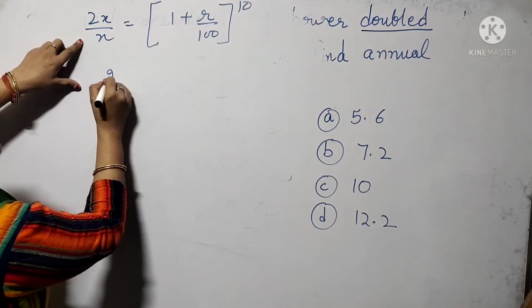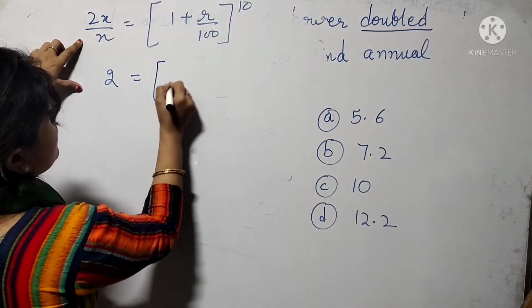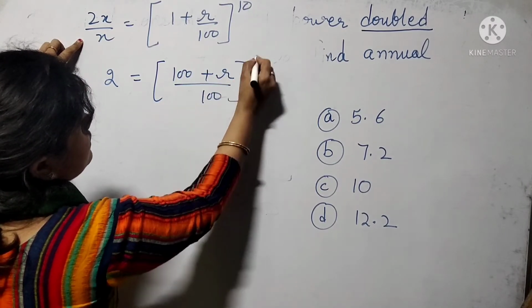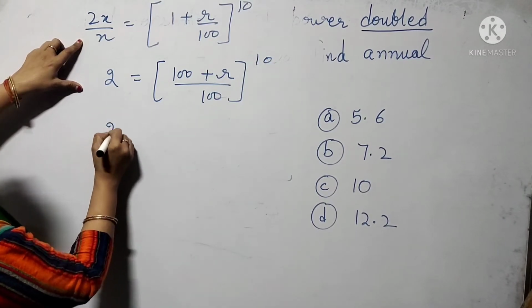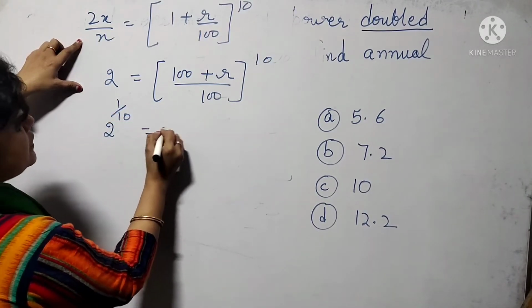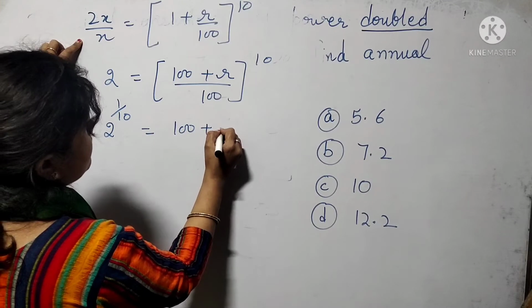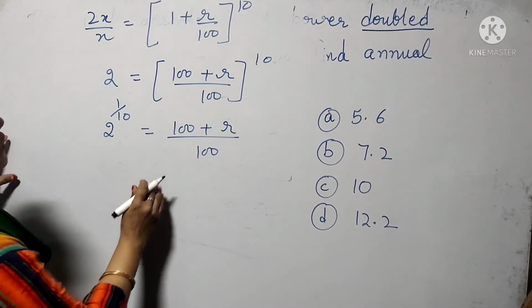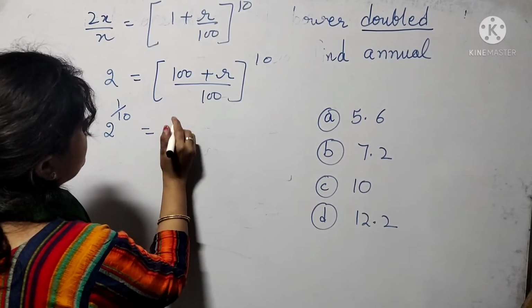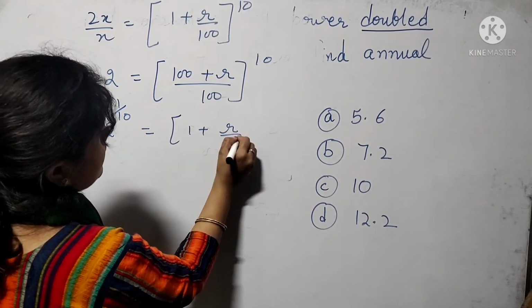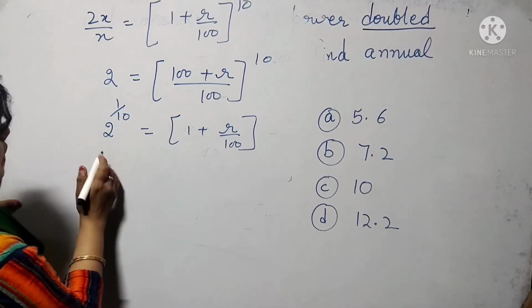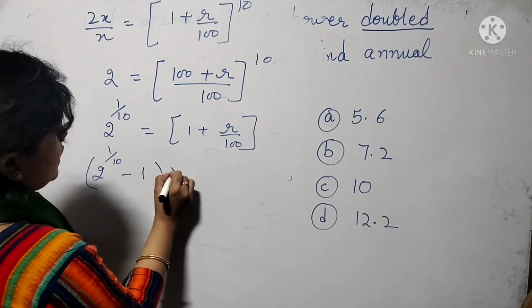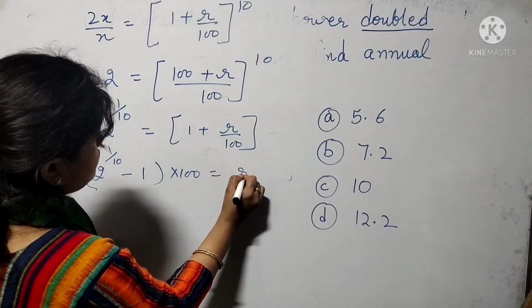From here we get 2 is equal to ((100 plus r) over 100) to the power 10. So it becomes 2 to the power 1 by 10 is equal to (100 plus r) over 100. Or we can write it this way: 1 plus r by 100 as it is. So now it becomes (2 to the power 1 by 10 minus 1) into 100 is equal to r.